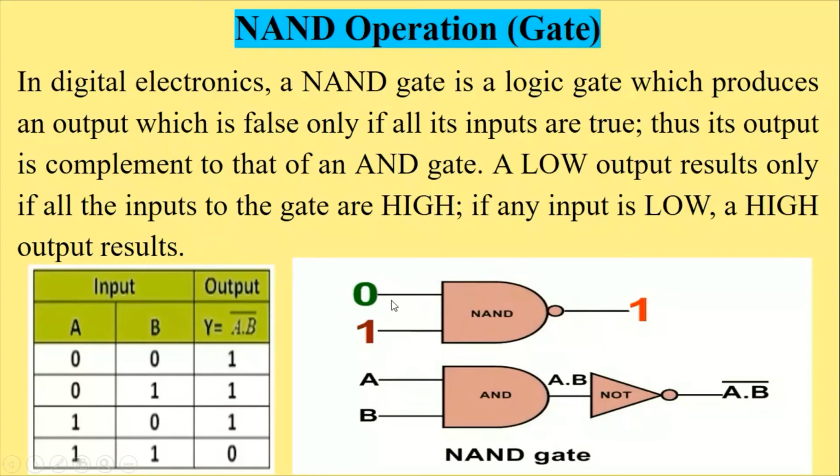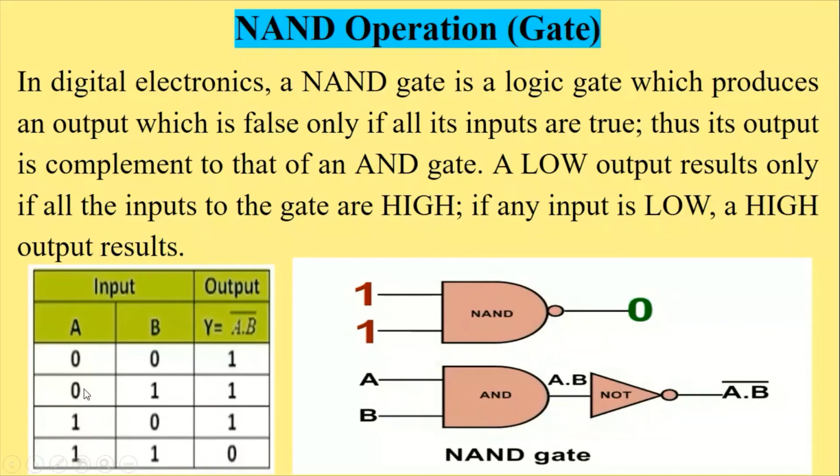Same like that, if both inputs are 1, we will have 0. If 0, then we will have 1. We can see this in the truth table. If the value of A is equal to 0 and B is 0, there is a dot, and dot means multiply. You have to multiply 0 by 0, then you will have 0, and take the inverter of the output. Inverter means NOT gate, or complement. So you will have 1.